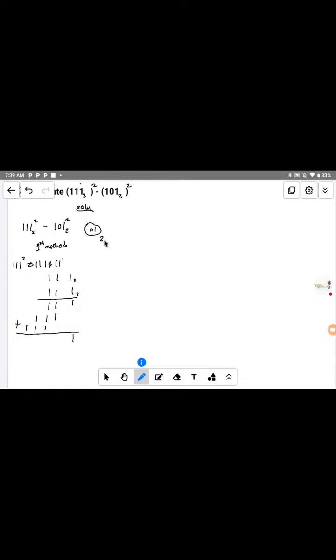Now you have to convert this 2 to base 2. How to convert this 2 to base 2 is to divide it by the base, which is 2. So we divide 2 by 2, that is 1, remainder 0. Then 2 divided into 1 is not possible, so you write 0 and write this 1 as a remainder.